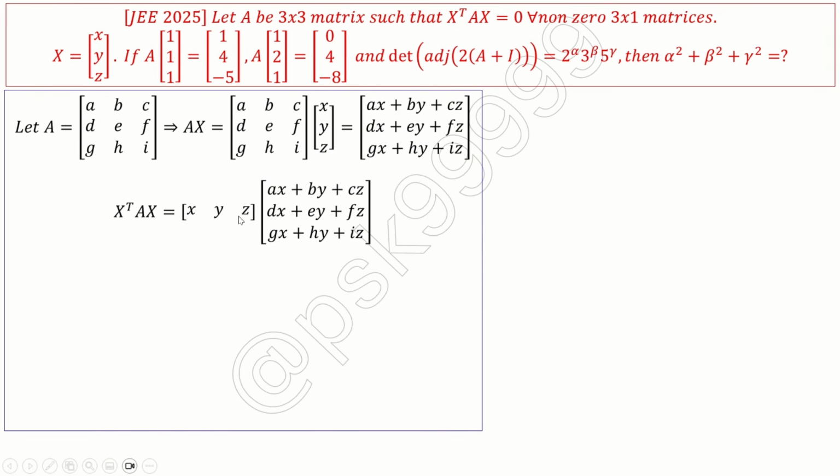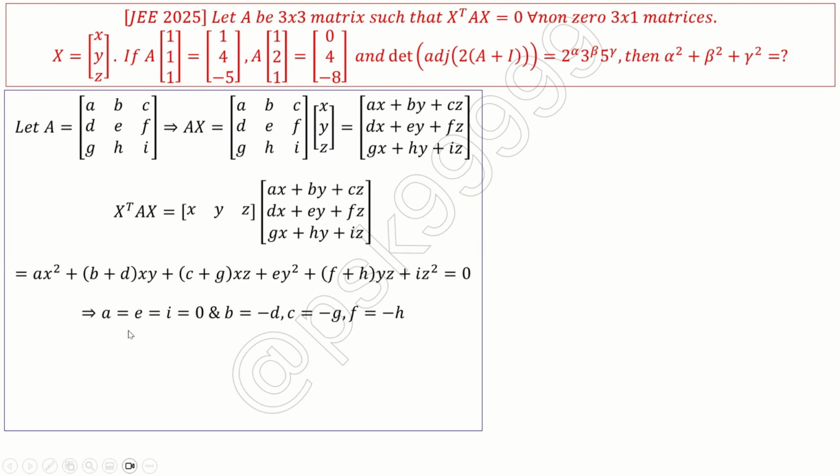X transpose is x, y, z in a row, which was in a column before. Now if you multiply this, carefully, you get a x square, d xy and g xz. Make sure all common elements are taken care of. So I wrote it here: a x square plus e y square plus i z square. This is unique. And then wherever you have the xy term, (b plus d) xy, (c plus g) xz, (f plus h) yz, which is equal to 0, because it is given that this is 0.